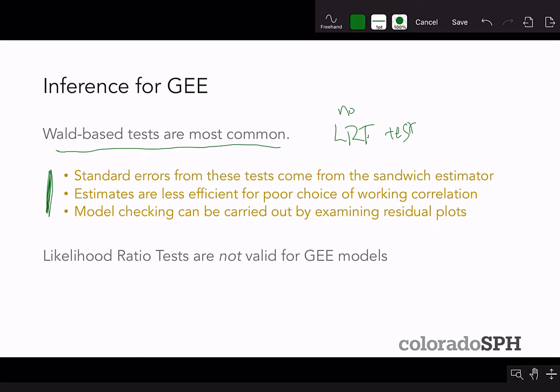And though these are robust to misspecification of the working correlation structure when the ideal conditions for the sandwich estimator are met, the estimates will be a little less efficient if you don't choose well. So in general, it's good to think about your working correlation anyway. And then model checking for your GEE can be carried out by examining the residual plots.